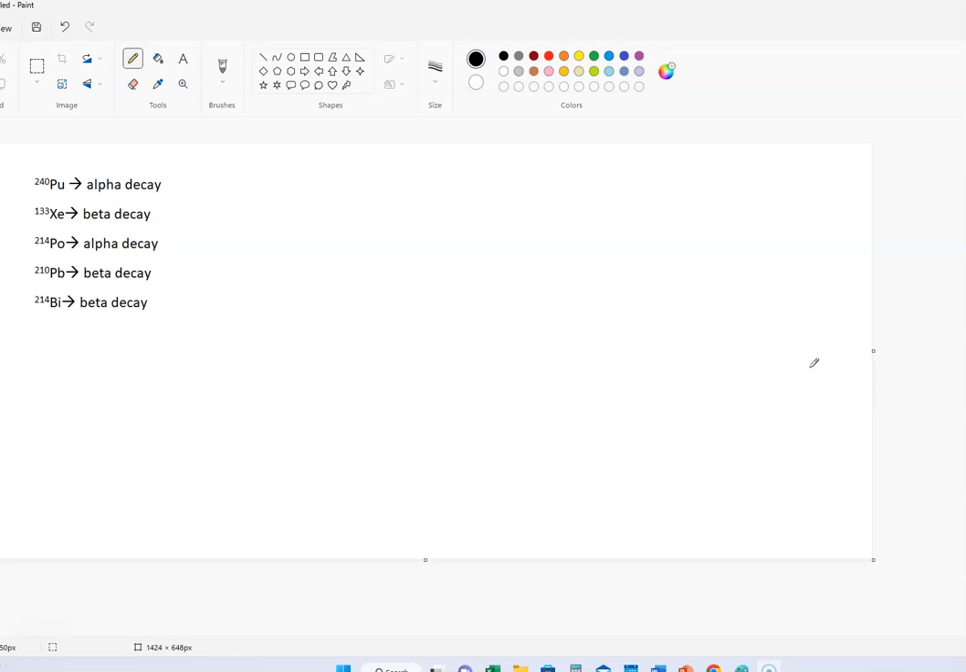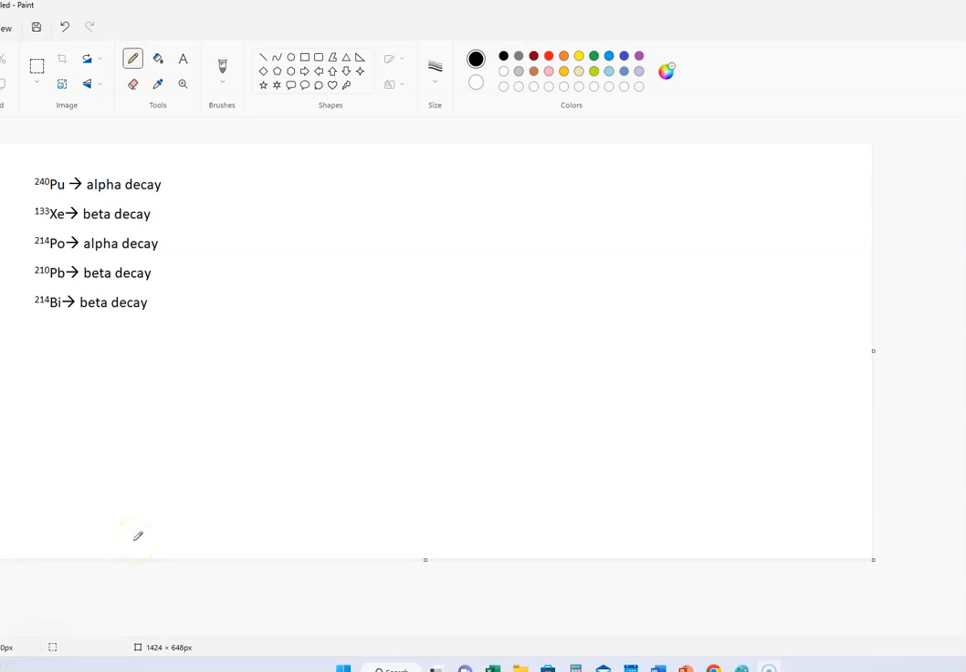All right, so the first one we have is plutonium 240, which is undergoing an alpha decay. And so what we want to do is balance the reaction. This is of course a nuclear reaction. It's not a chemical reaction. So we are balancing a nuclear reaction. Let's just make sure that we're clear about that. So let's take a look at this first reaction.